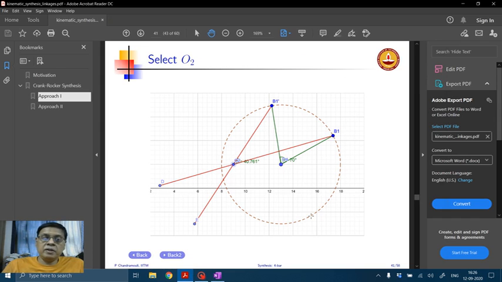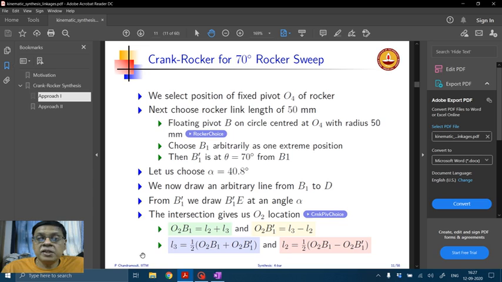So for this rocker choice, here is the crank pivot location. So this is what I showed you. I've drawn an arbitrary B1D, so here is the B1D line that we have drawn. And then this line is drawn at 40.761 degrees, to be very precise. So this angle is alpha. So the intersection, if you recall the extreme positions, happens to be the point O2. So here is my O2, which is located here, and therefore the design is now very easy to do.